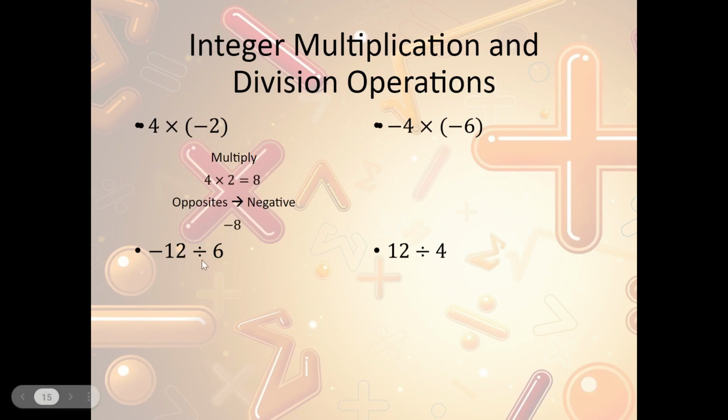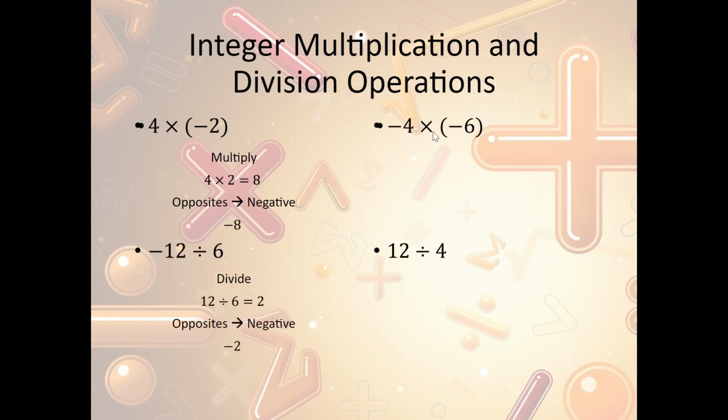Now we have negative 12 divided by 6. So we're just going to go ahead and divide. So 12 divided by 6 is 2. And when we do that, now we can notice that they have opposite signs because this one's negative, this one's positive. So we're just going to make it negative, so this becomes negative 2.